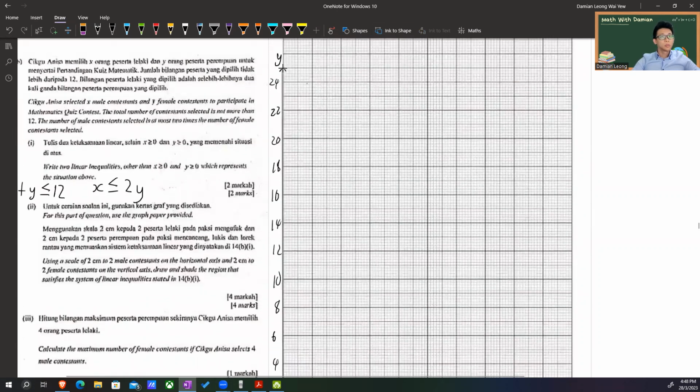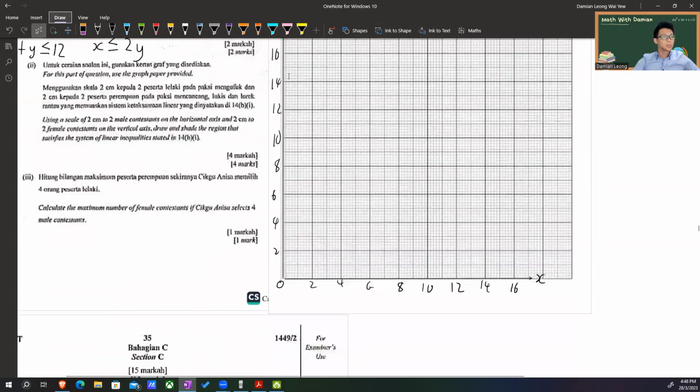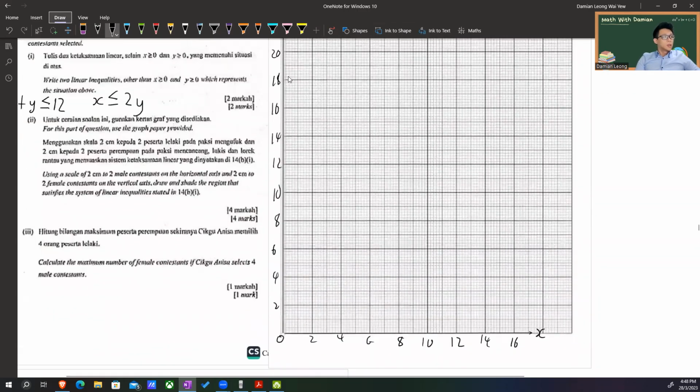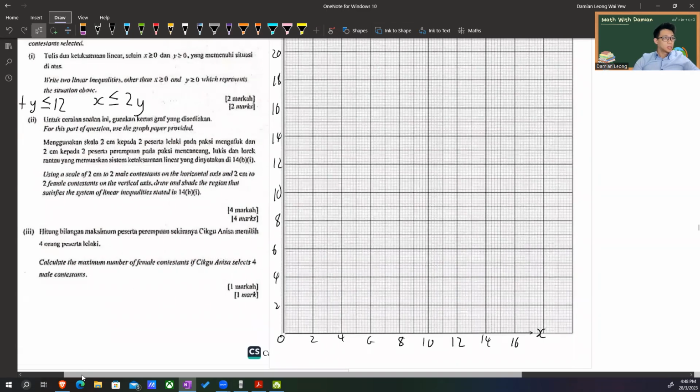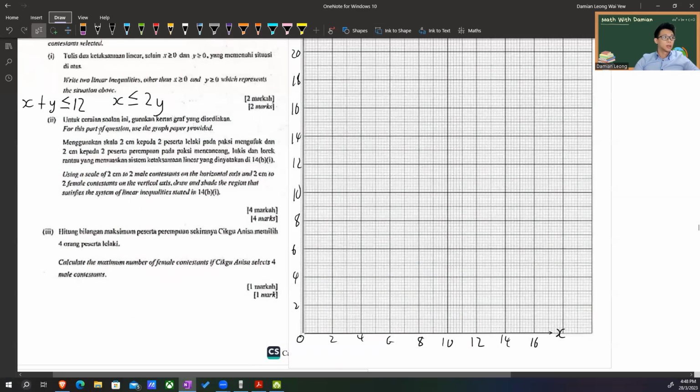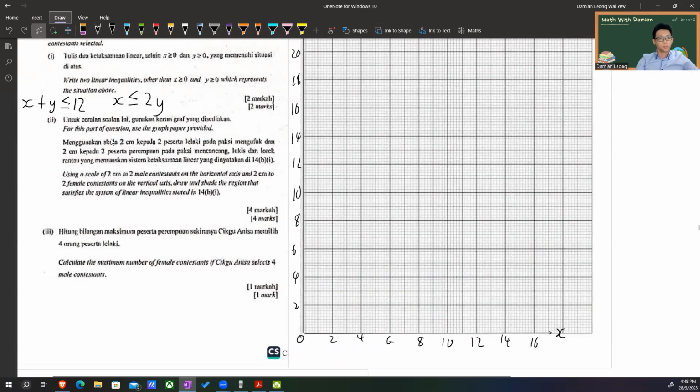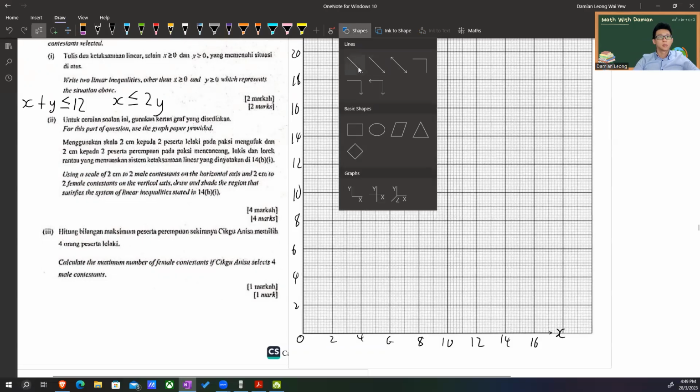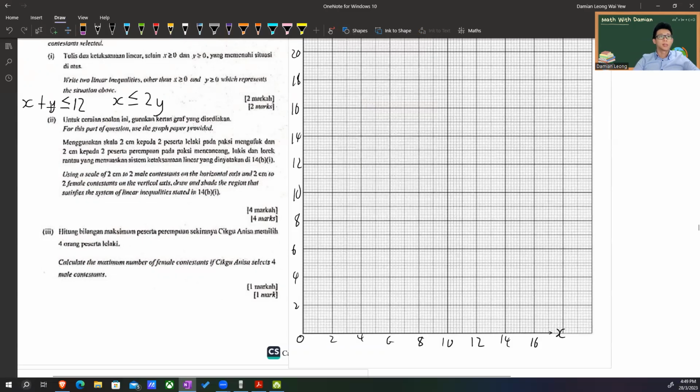So using the inequalities, I draw the straight lines. So follow the equation where it's equals instead of the inequality. So I just need to find 2 points on the line. X is 0, Y is 12, Y is 0, X is 12. So I can connect 12 here to 12 here.